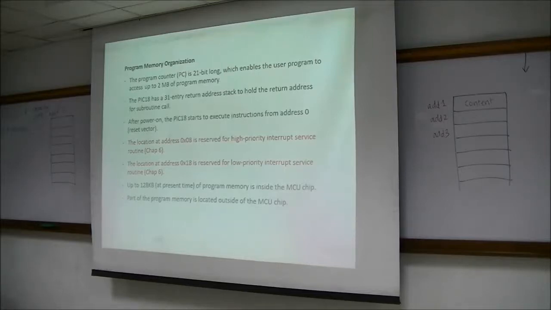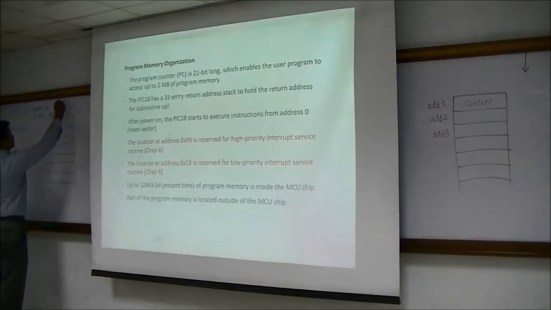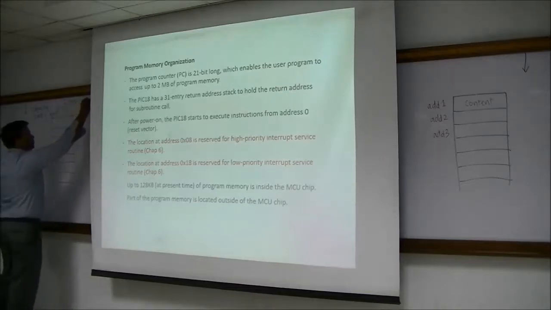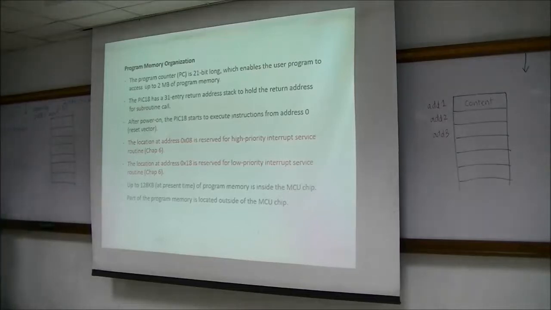If 1 kilo is 1024 bytes, how much is 2 megabyte? So 2 times 1024 times 1024, because kilo times kilo gives you mega, right? What's the value? 2,090,000 something, right? What's the exact value? So the capacity of program memory is 2,097,152 bytes. Now what does it mean?